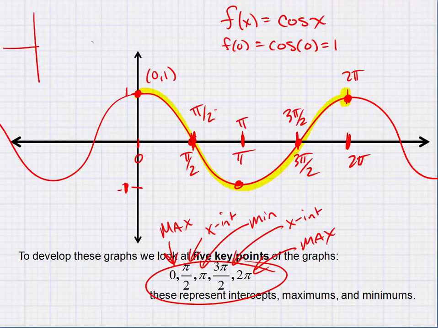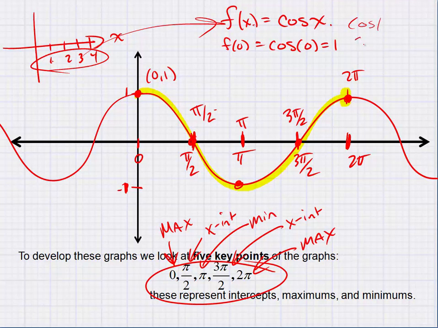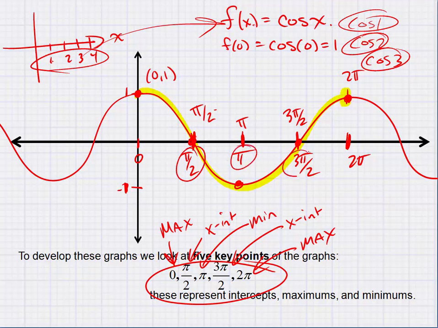Typically when you make an xy chart, you would label your x-axis 1, 2, 3, 4. But that actually is not convenient for us, because I have to take these x values and plug them into the function. Well, if I have to plug 1 into the function, I have to find cosine of 1. If I have to plug 2 into the function, I have to find cosine of 2, and cosine of 3, and so on. Well, these are not easy things to do. But what is easy for us to do? Find the cosine of pi halves, find the cosine of pi, 3 pi halves, 2 pi. And these are just numbers.